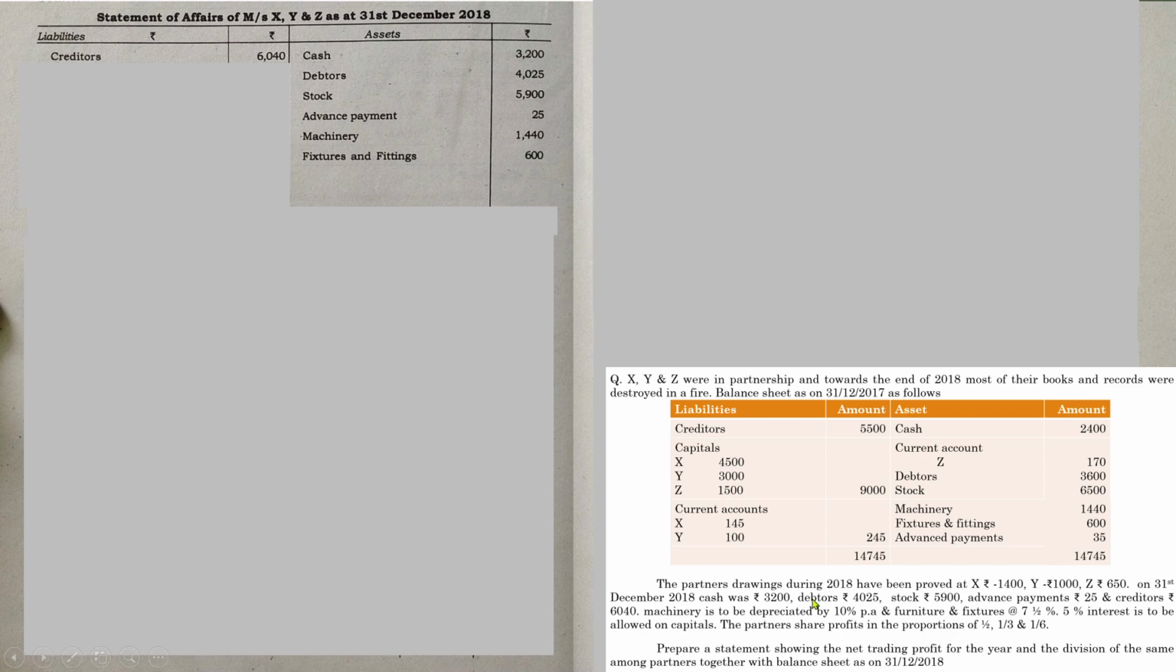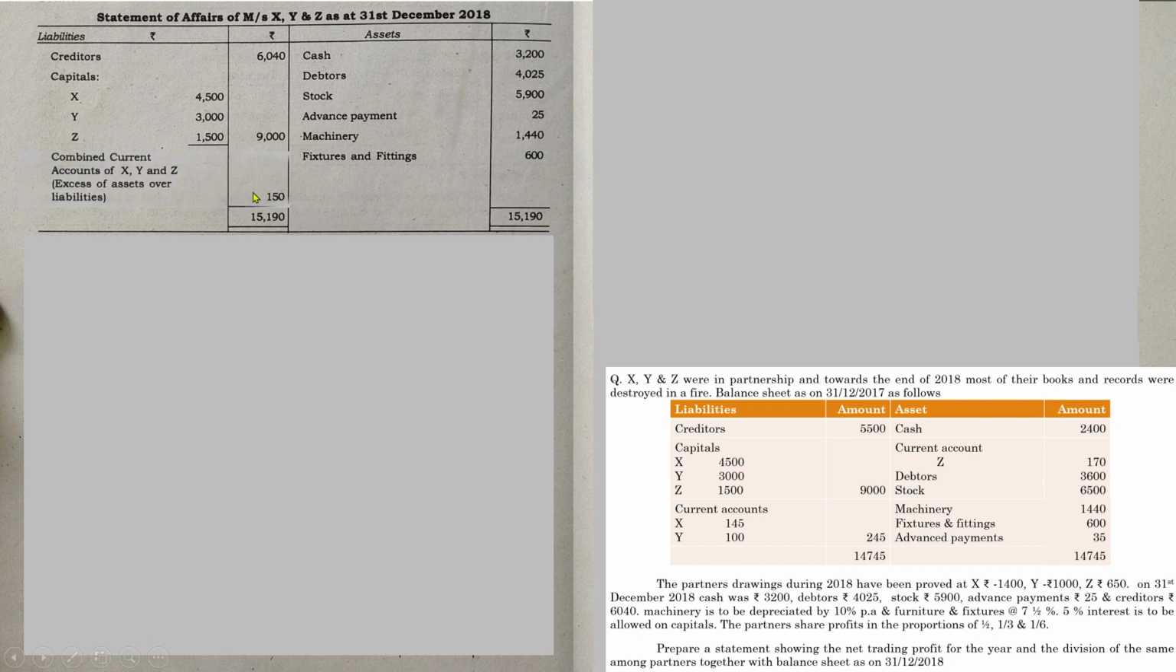Okay, we were discussing capital. Write down the capitals, only the capital amounts. Now just follow the method which we have followed. Take the totals of both sides and find out if these sides are getting tallied or if any balance comes. You can see there is a total of 15,190 on the asset side, which is the bigger one. Write it down on both sides and take the difference. You get an amount of rupees 150. This 150 is actually the combined current account of X, Y and Z.